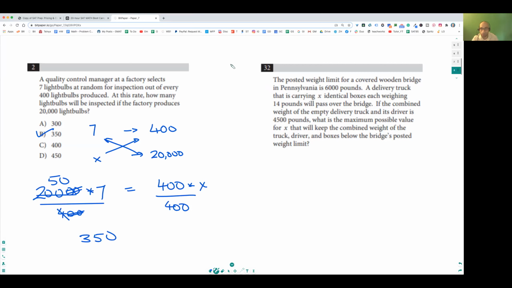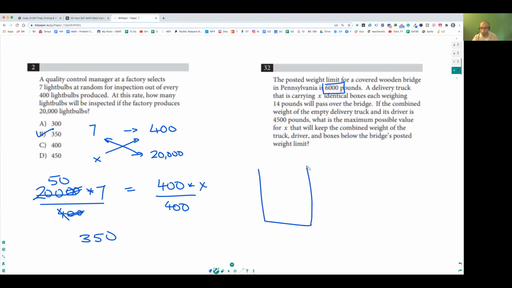So what's going on over here? If you understood this problem, let's spend 2 minutes on it. What's going on here, guys? There's a bridge, and all of this wording is just unnecessary. All you need is that the maximum is 6,000.